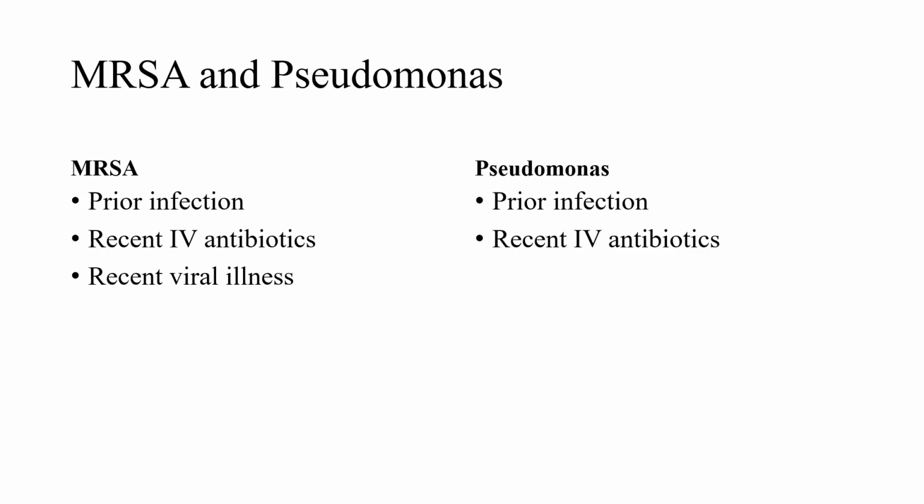On the MRSA side, recent viral illness is a risk factor. It's often taught in medical school that if you have an influenza pneumonia, what can follow after that is a bacterial pneumonia, and that can often be MRSA. So that's something we have to keep an eye out for.